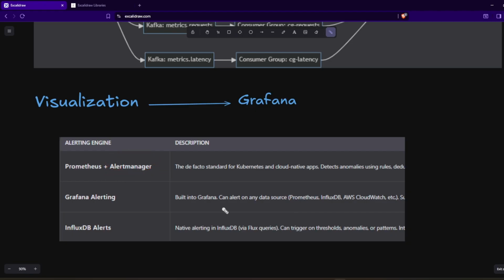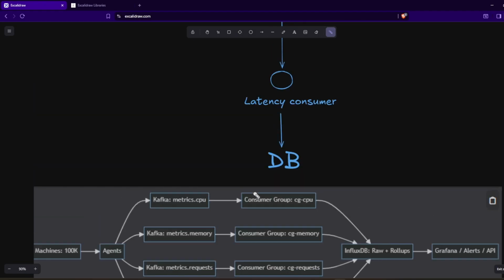So yeah, this is pretty much it, guys. This is how we are going to do the visualization, and this is how we are going to do the alerting. I hope this part helps, and this concludes our deep dive into the scalable monitoring system.